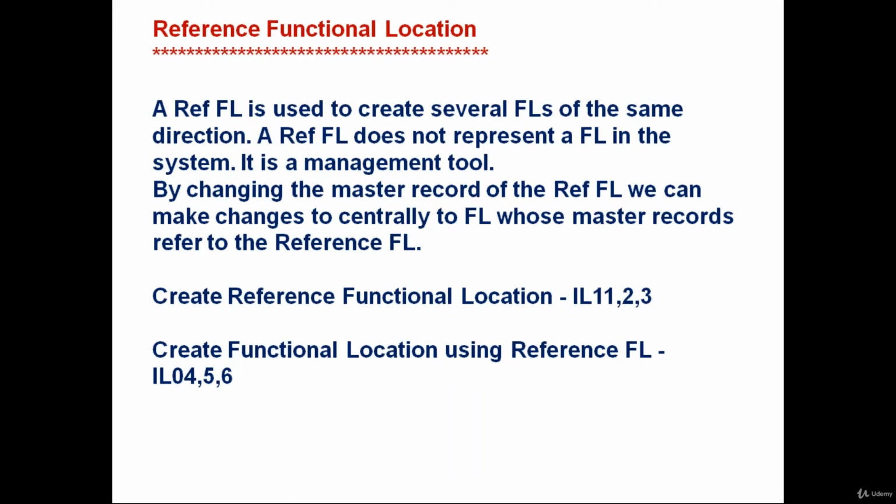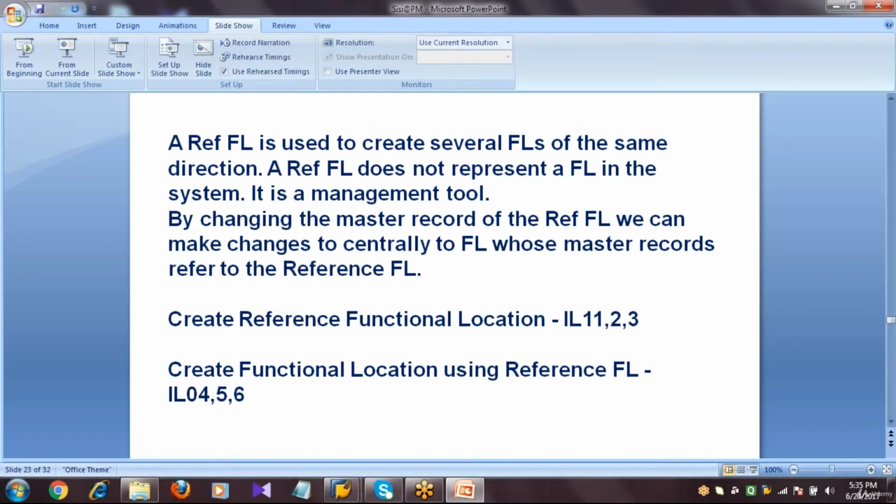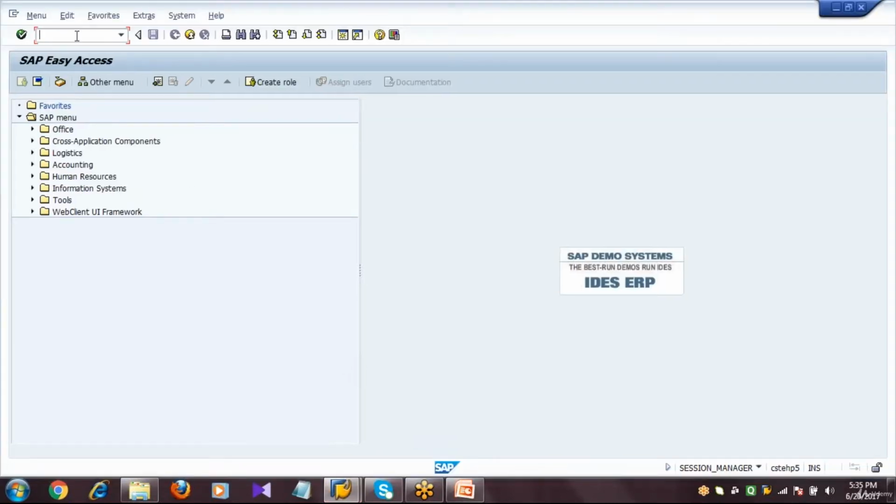By changing the master record of the reference function location, we can make changes centrally to the function locations whose master records refer to the reference function location. The transaction codes to create a reference function location are IL11, IL12 and IL13. Now I am going to create a reference function location. Go to transaction code IL11.